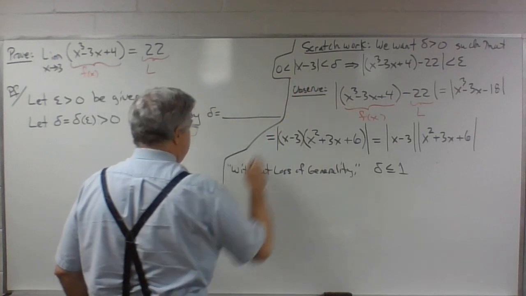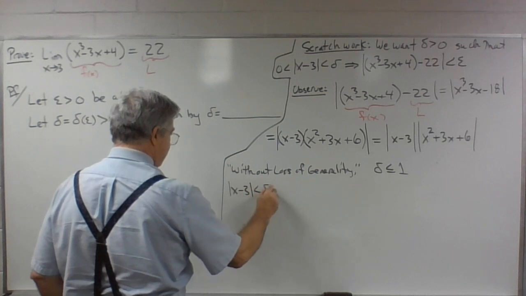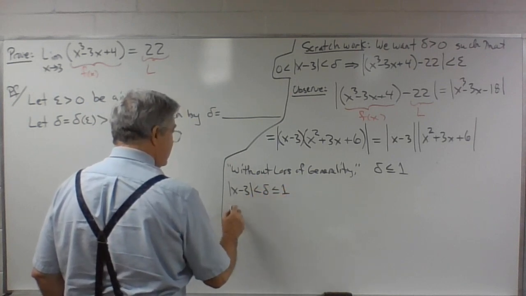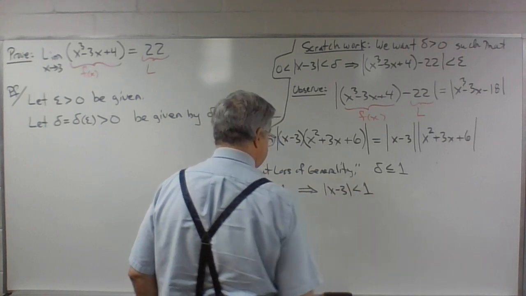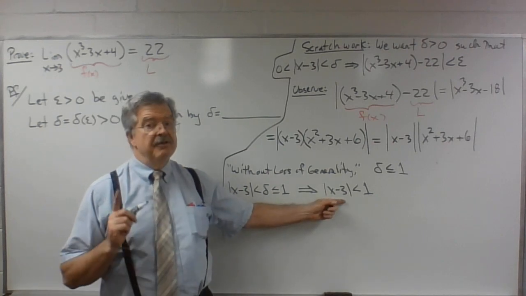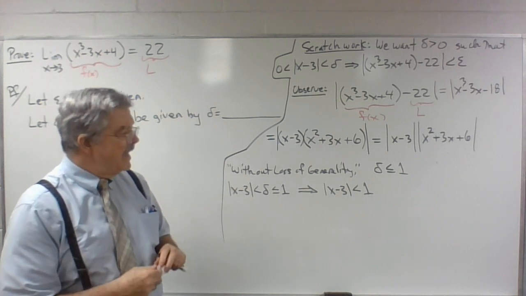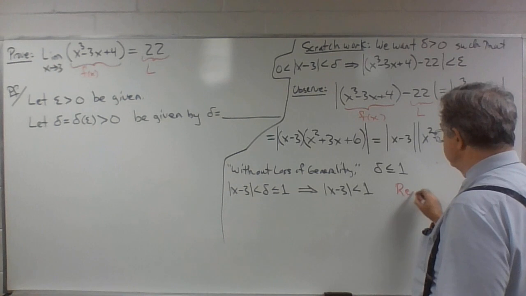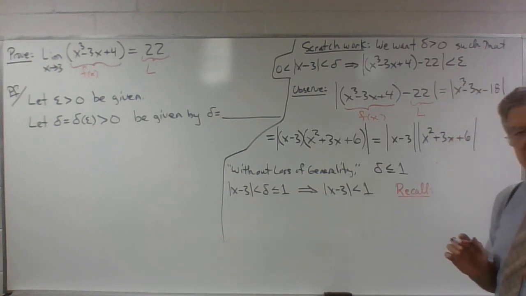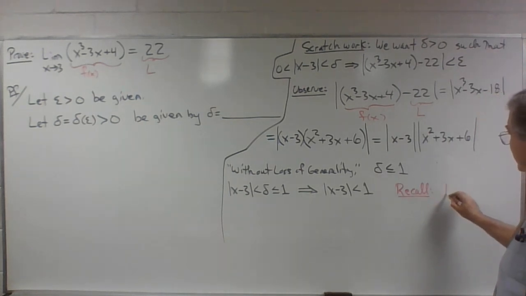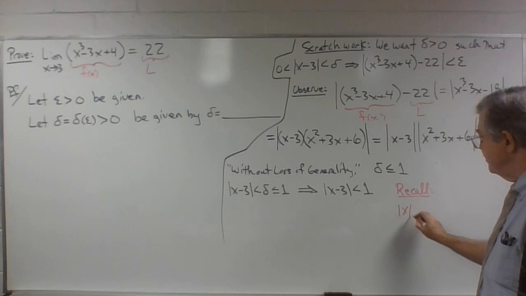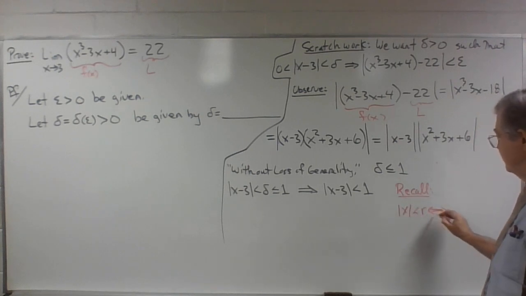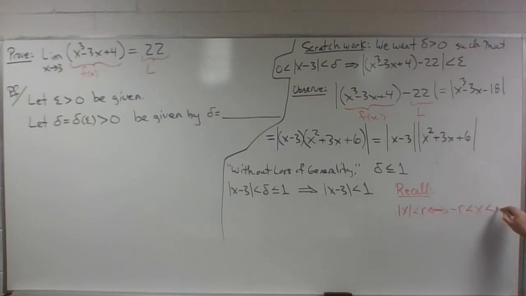Well, let's see. |x minus 3| is less than delta, which is less than or equal to 1. And that implies that |x minus 3| is less than 1. Now, do you remember the trick that we used in the last proof to deal with this? We had this absolute value theorem. The theorem didn't seem like much at the time, not a big deal. But absolute value of x less than some positive number r, if and only if negative r is less than x, which is less than positive r.